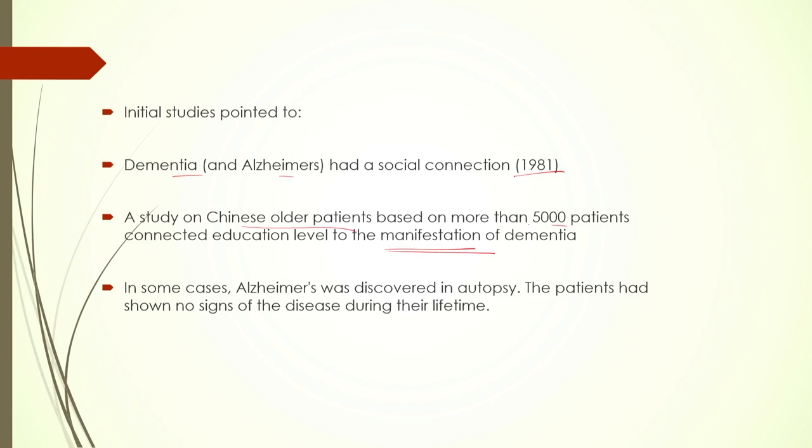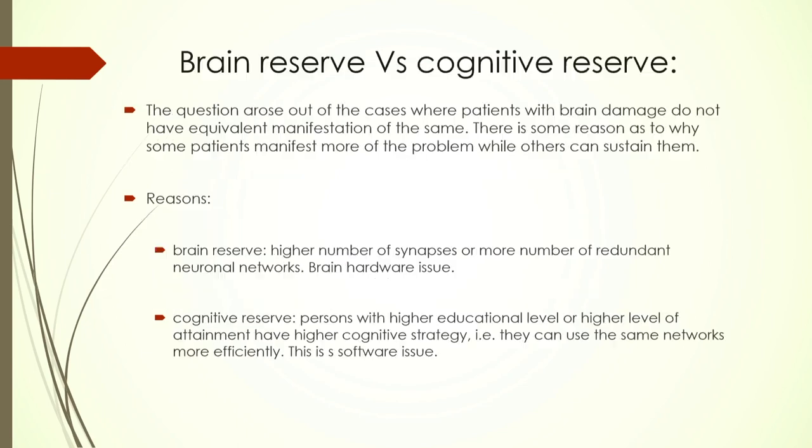In some cases, in some patients, Alzheimer's was discovered only in autopsy, meaning that those people did not manifest any sign of Alzheimer's during their lifetime. However, on autopsy, it was found that their brain did have all the components that are typically associated with Alzheimer's. So, that means there is something else happening. It is not a direct one-to-one mapping between brain neurodegeneration and the manifestation of the disease. There is some kind of filtering mechanism that probably helps in some cases.